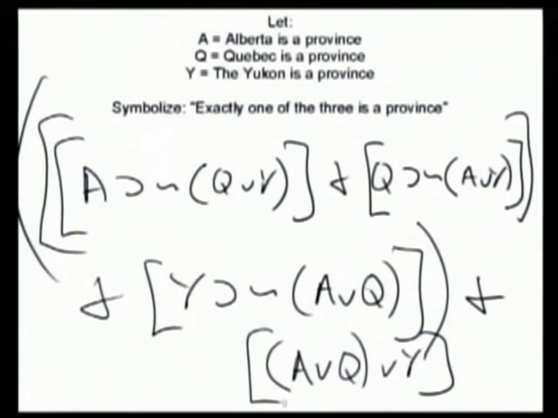This says, one, if it's A, then it's not Q or Y. Furthermore, if it's Q, then it's not A or Y. Furthermore, if it's Y, then it's not A or Q. And furthermore, it's at least one of those things. But as I suggested, still simpler would be just to read it off the brute force method.